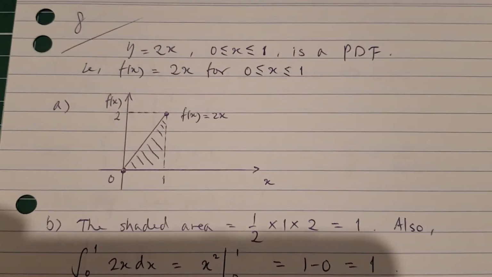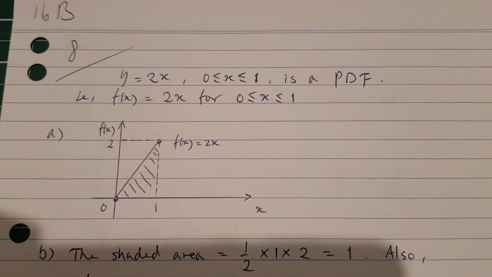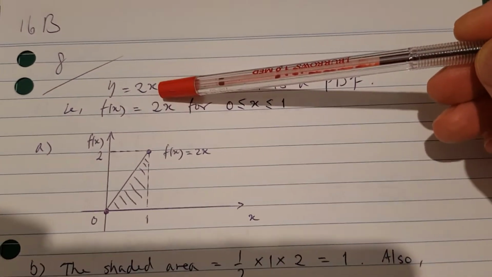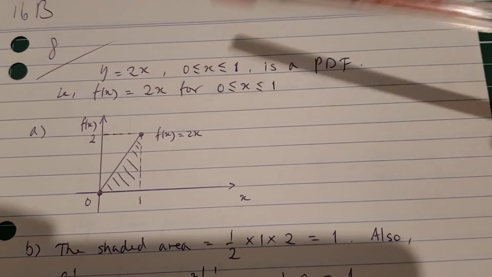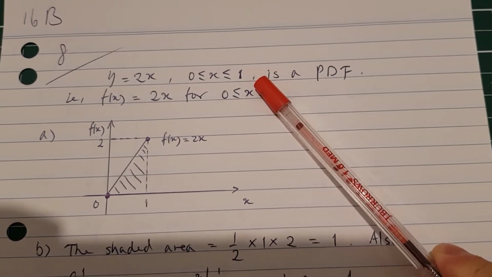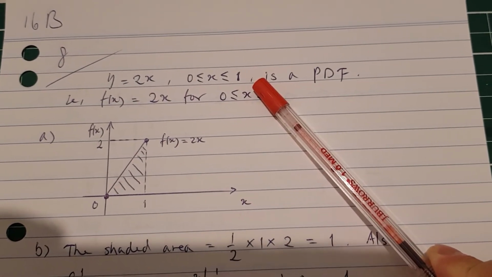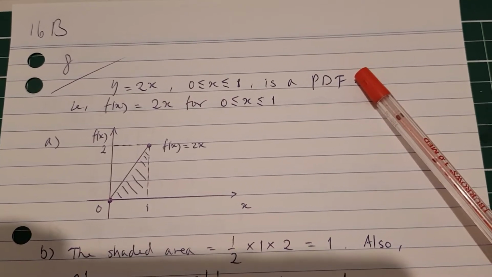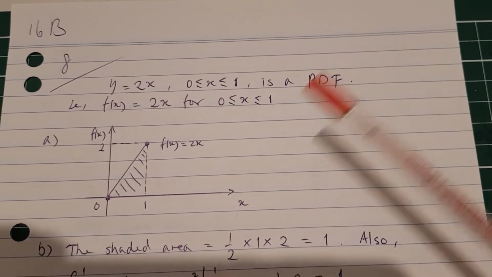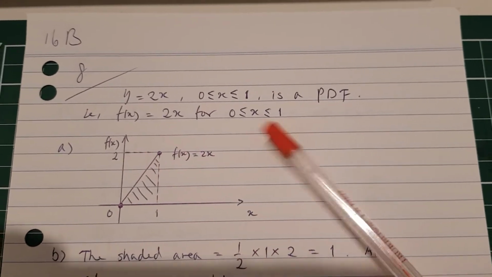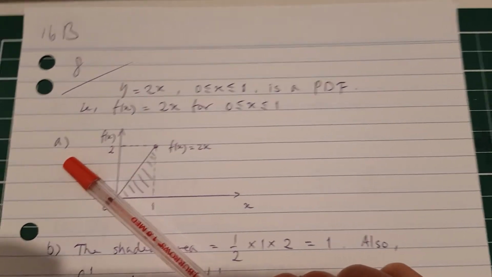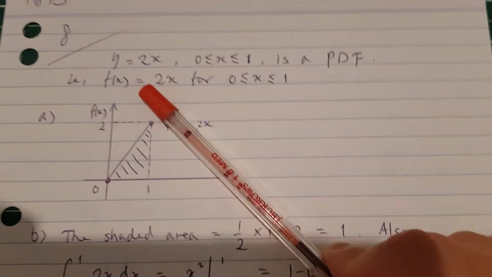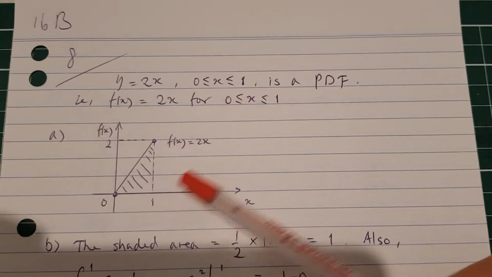So question 8. The first part of the question is this. The frequency function, the little f(x), is given as y equals 2x with the domain of 0 to 1, and it's given as a PDF. Right, so rewriting that, in part A you have to sketch this little f of x function, or the frequency function. I call it the frequency function.